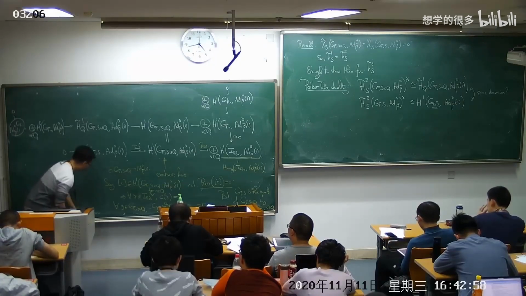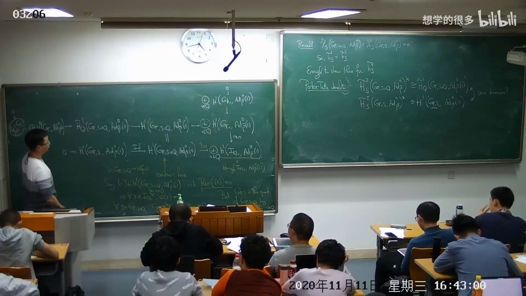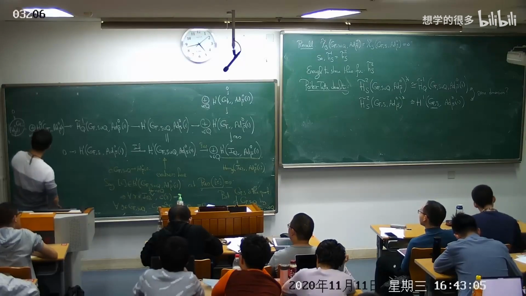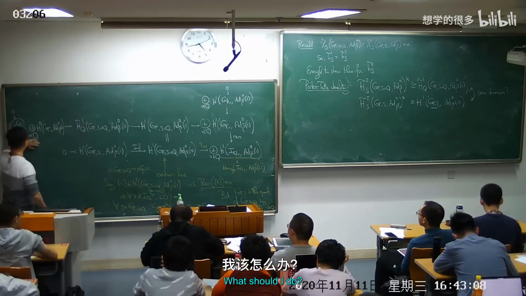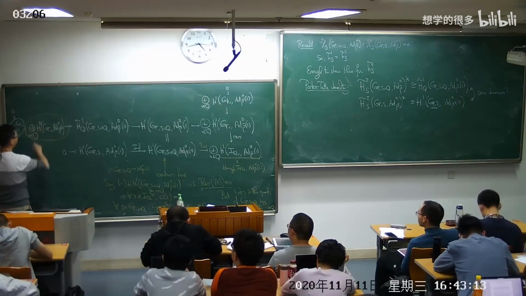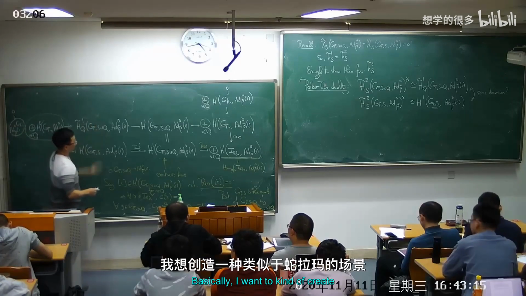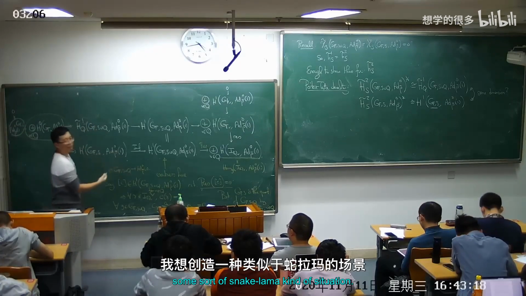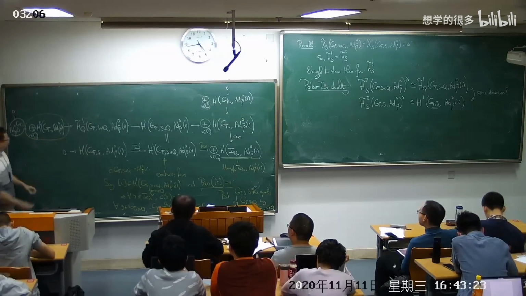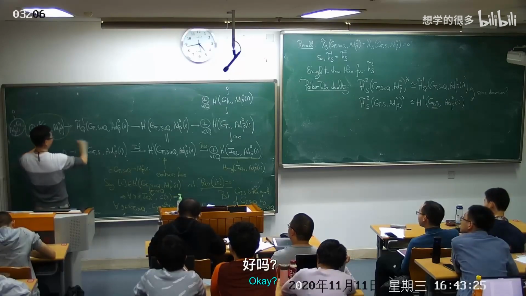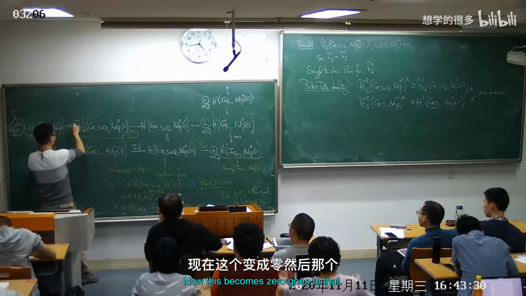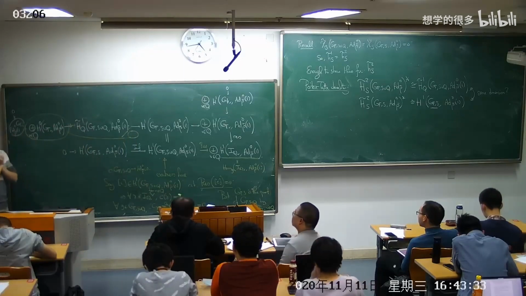So now I want to maybe just count. Let's see. What should I do? So I have this thing here. This is a submodule of this one. Basically, I want to create some sort of snake lemma situation. Okay, you'll have to play with the diagram. So this is a submodule of that one. So maybe let's quotient this over. So this quotient by this thing. Now this becomes 0, goes to that. Okay? That doesn't change much.